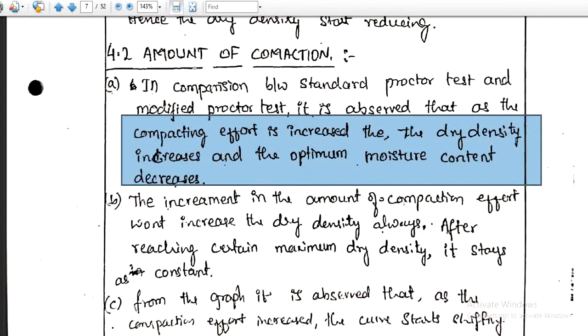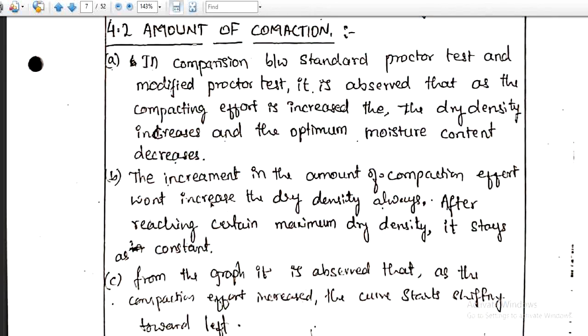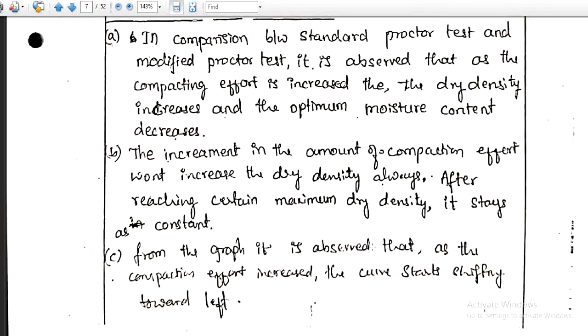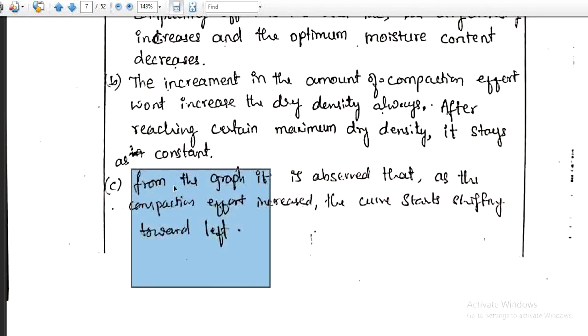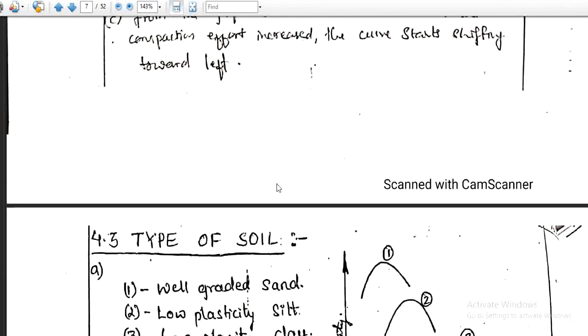The increase in the amount of compaction effort won't increase the dry density always. After reaching a certain maximum dry density, it stays at a constant level. So that's what they have said. You can see over here, as the effort of compaction increases, it doesn't mean that in all the cases dry density will increase. Dry density will increase in specific cases. Okay, from the graph it is observed that as compaction effort increases, the curve starts shifting towards the left side. So the amount of compaction also affects the compaction.